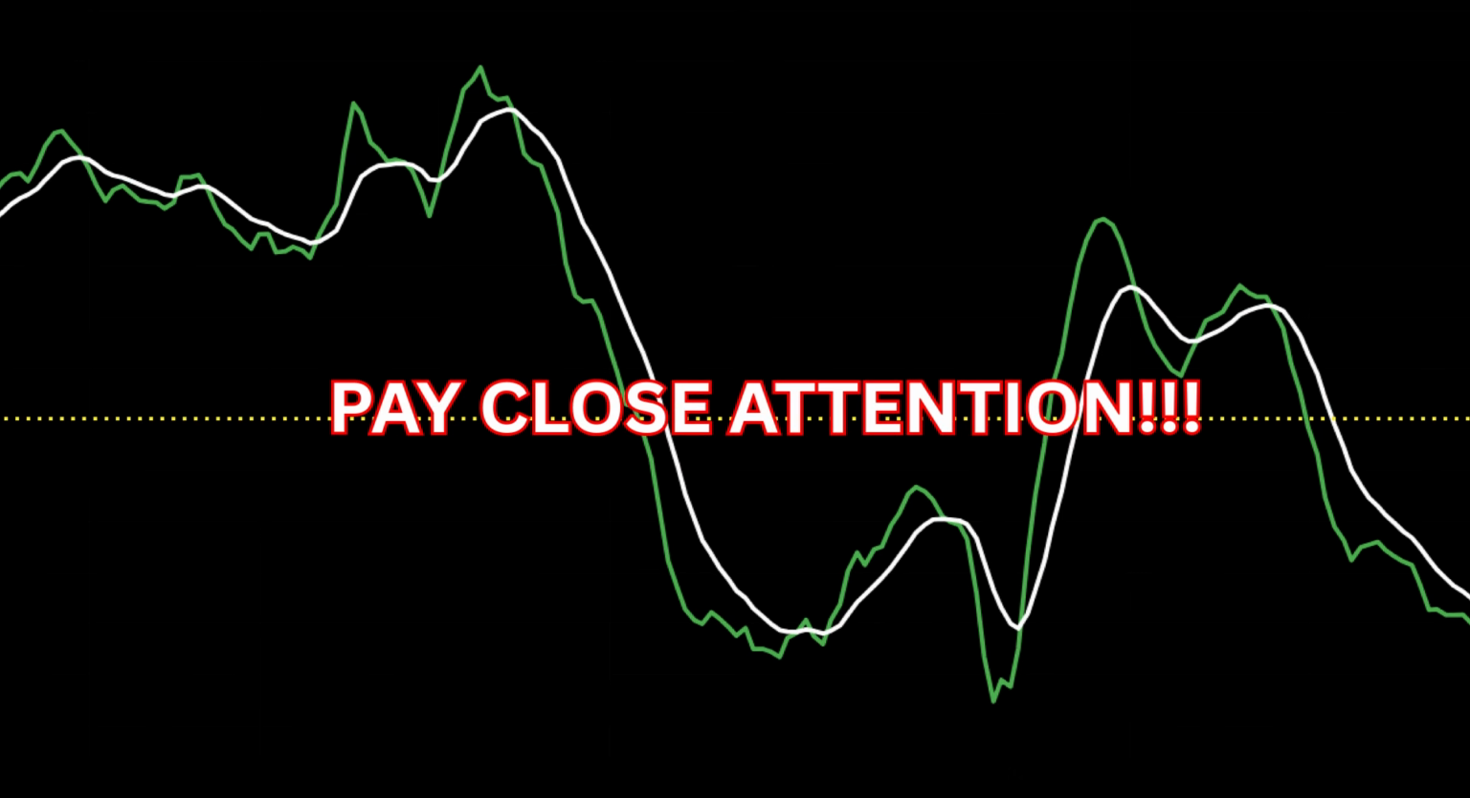Pay close attention here. This is a crucial detail many beginners miss. The signal line doesn't look at the asset's price. It looks at the MACD line.